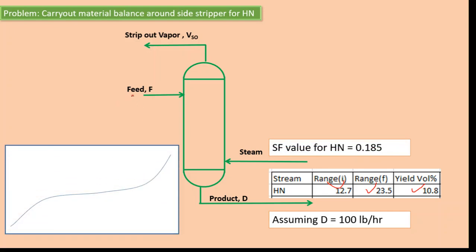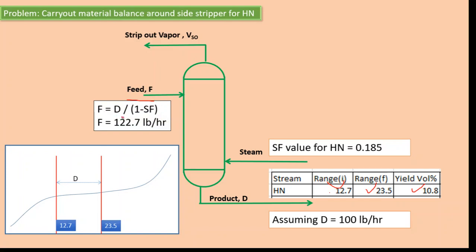So we can find out the F value, and we can represent this information of the product and heavy naphtha in the graph. For example, this is the initial range 12.7 to 23.5. This is about the D. And F can be found simply by D upon 1 minus SF. So D is given as 100, upon 1 minus the SF value. We can find out F is equal to 122.7 pounds per barrel per hour.